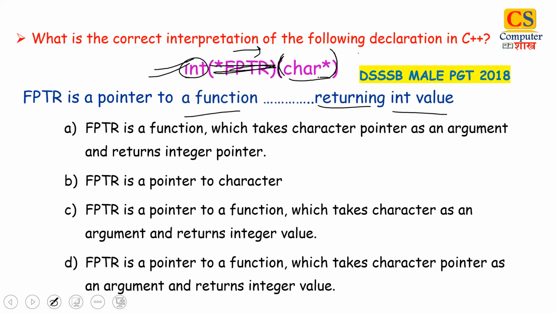Now we have something in between this function bracket. What is this? We can easily decode it: a function which takes a character pointer as an argument. This is quite simple. So in between you will write a function which takes a character pointer as an argument, right? I have omitted this part, you can do it yourself. Now just pause the video, analyze all the options, and you will find that option D is our right answer. I hope you got the point.